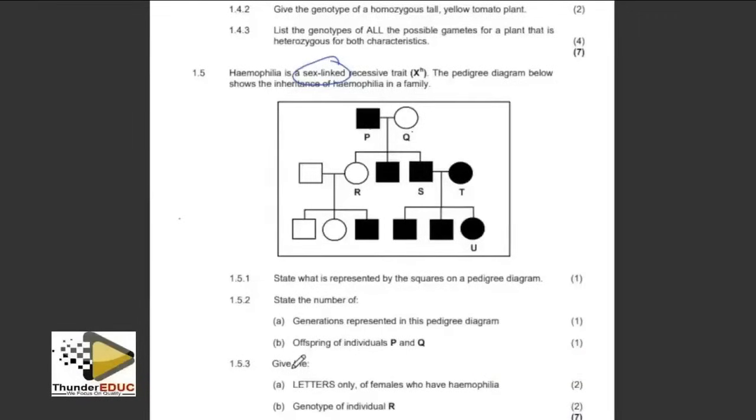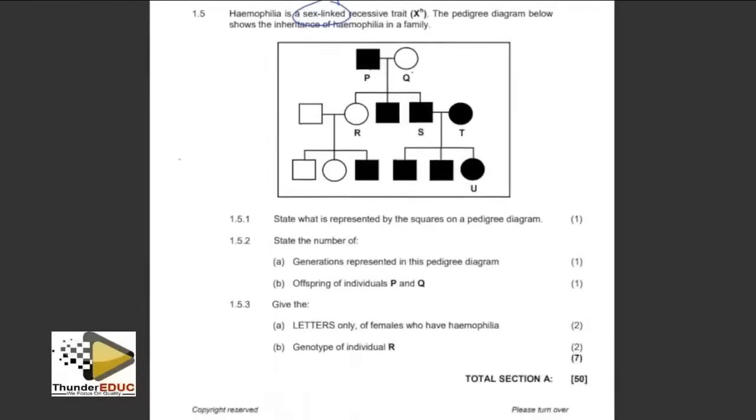They're saying, give the letters of only the males who are having hemophilia. Letters of the female. The females are T and U. Those are the only two people who are having hemophilia. Why? Because it is shared. And then lastly, the genotype of R. Now, how do we find the genotype of R?